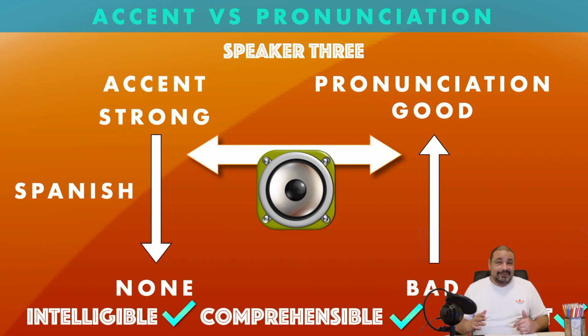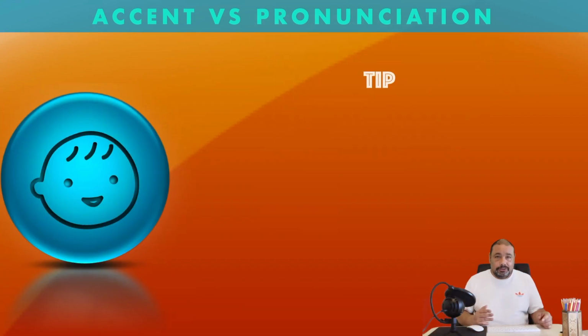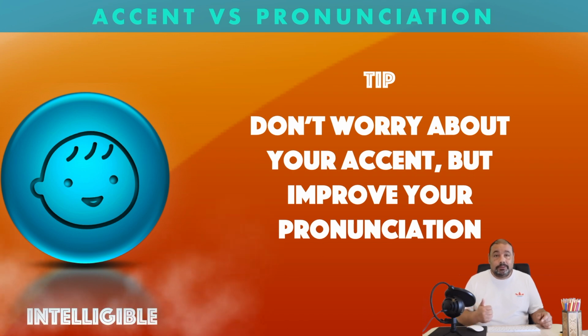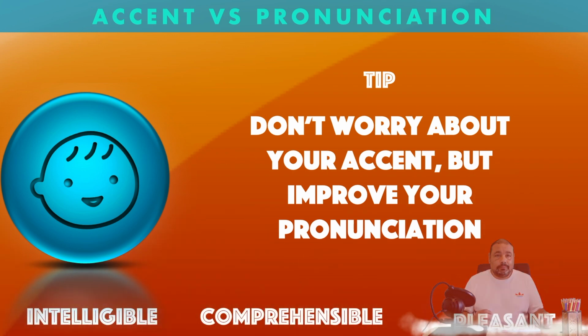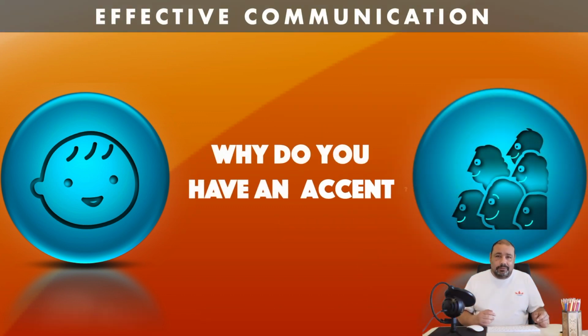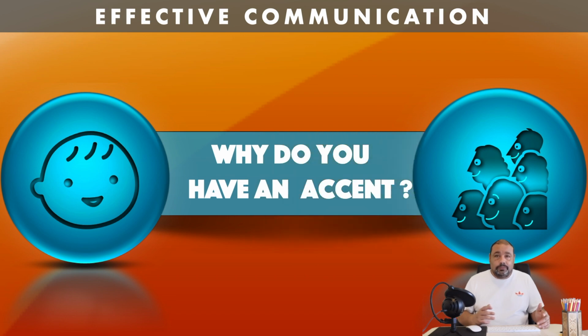So, as we can see in these examples, accent is not the main problem when speaking in English. It is pronunciation. So, my recommendation to you is, don't worry about your accent, but improve your pronunciation. This, in time, will make your accent softer and your pronunciation more intelligible, comprehensible, and pleasant to hear. So, still, why do you have an accent? And why it is so difficult for you to improve your pronunciation? Well, we are going to see how accent works and what you need to know as the basis to improve your pronunciation in our next video.